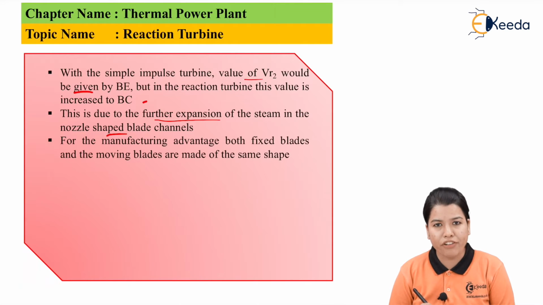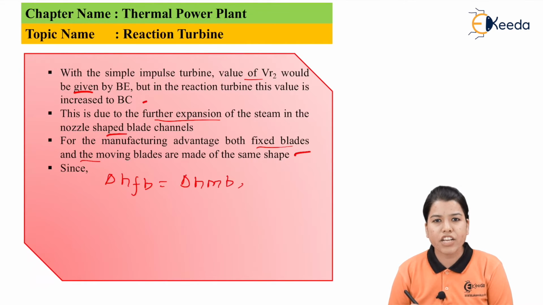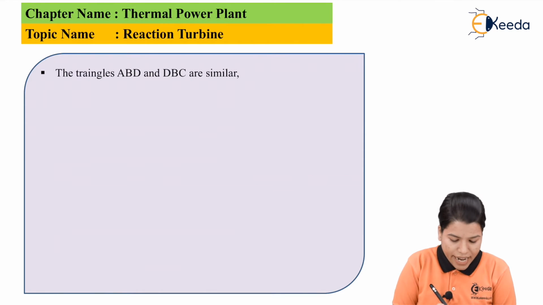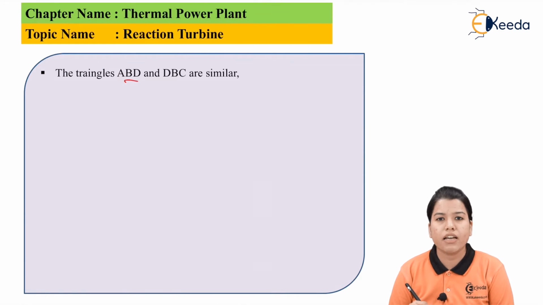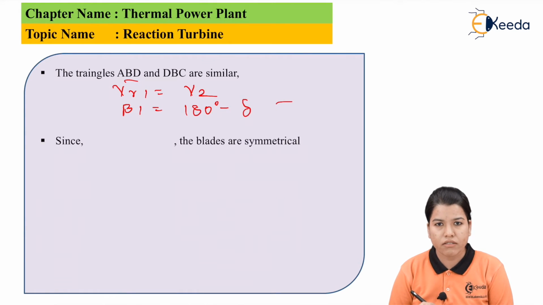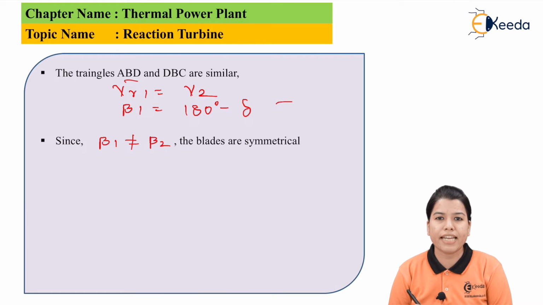For the advantage of manufacturing, both the fixed blades as well as the moving blades are made of the same shape. This becomes easier for the manufacturer. Delta HFB is equal to delta HMB, so we can write V1 is equal to VR2. Now again, for the similar geometry, we can write alpha is equal to beta 2 is equal to 180 degrees minus gamma. From the figure we can see that triangle ABD is similar to triangle DBC. Hence we can write VR1 is equal to V2. Similarly, beta 1 is equal to 180 degrees minus delta. Since beta 1 is not equal to beta 2, we can say that the two blades are not symmetrical, or they are unsymmetrical.